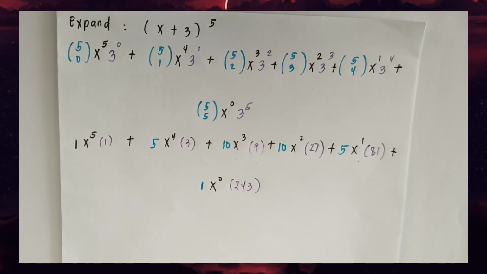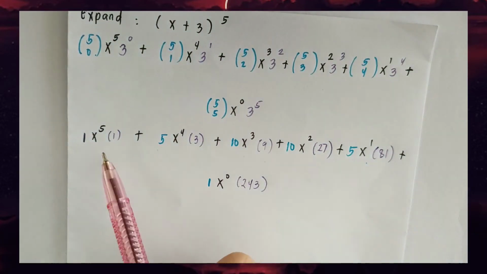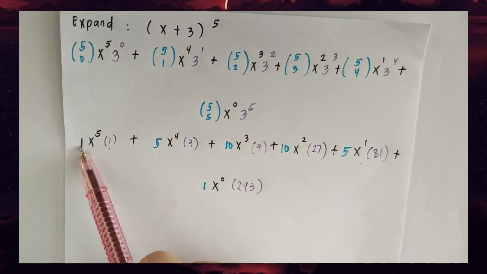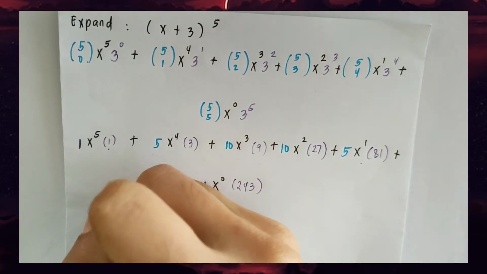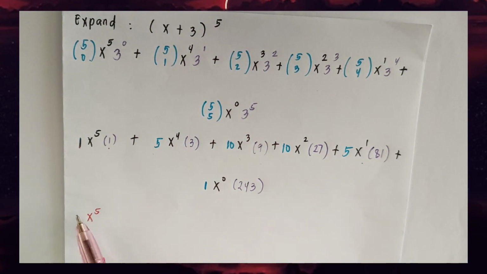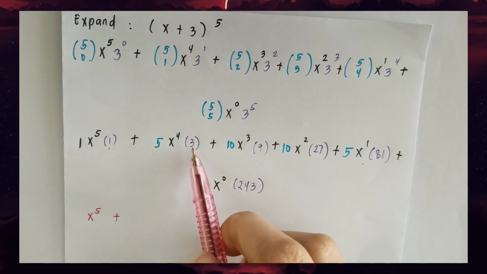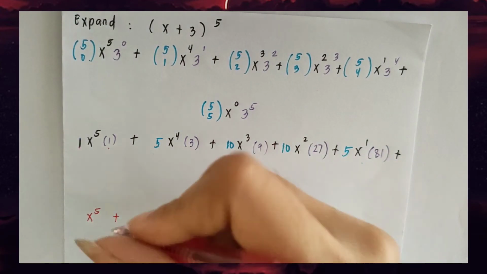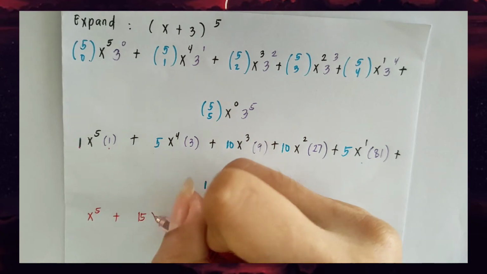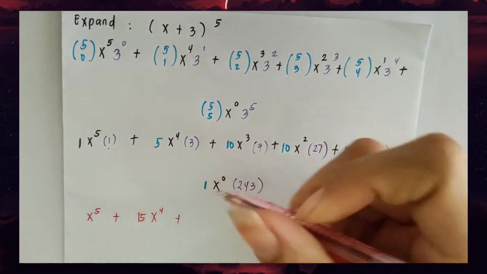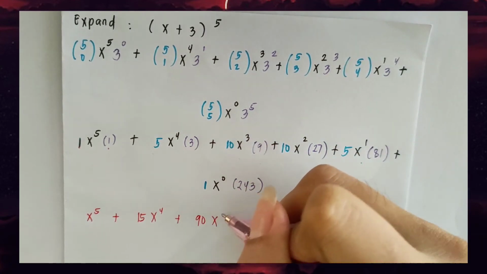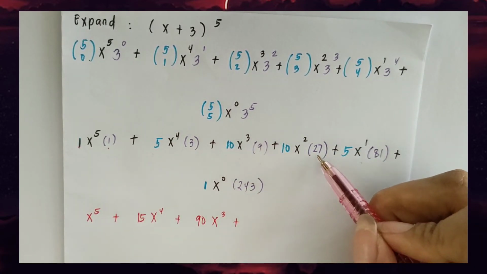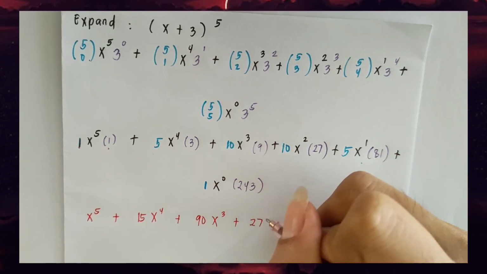Okay, so let us simplify our answers. 1 times 1 is 1. So just copy x raised to 5. No need to write 1 as our coefficient anymore. Then plus 3 times 5 is 15. So write 15, copy x raised to 4. Plus 9 times 10 is 90. Copy x cubed. Plus 27 times 10 is 270.